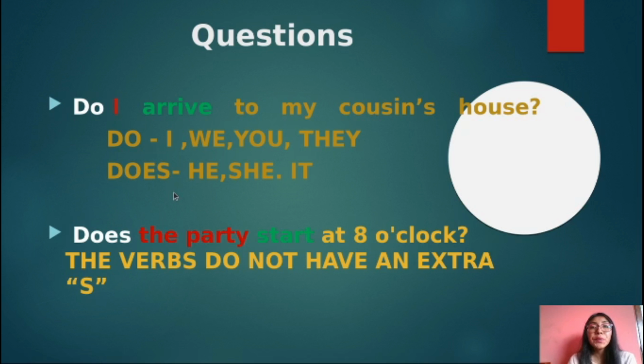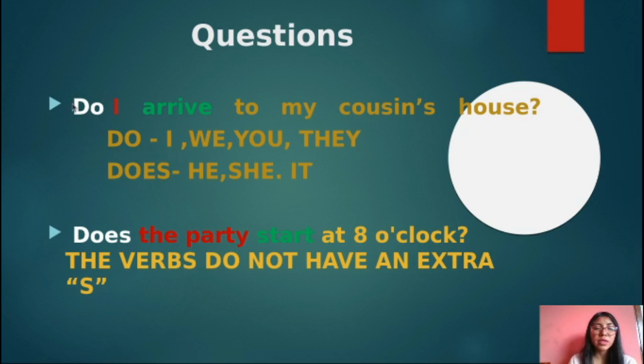Okay, and we are going to check the questions. Okay, so pay attention. In this case, we have to change the order. Okay, that is the same. We are going to use do for the subjects I, we, you, they, and does for the subjects he, she, and it. Okay, and what is the structure? Pay attention. That is the same.